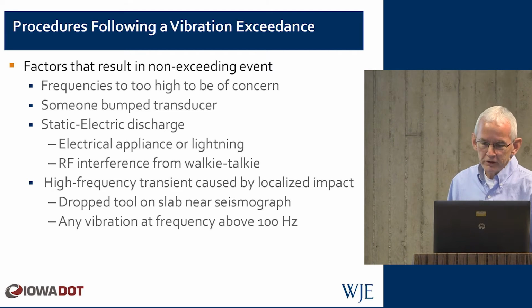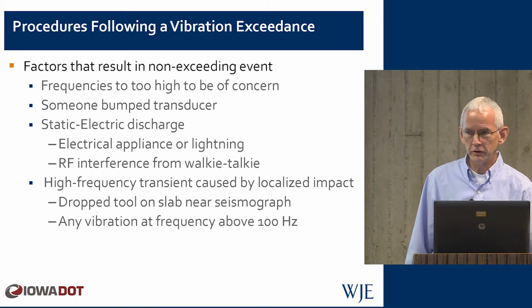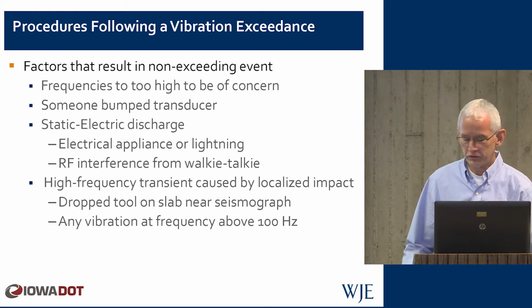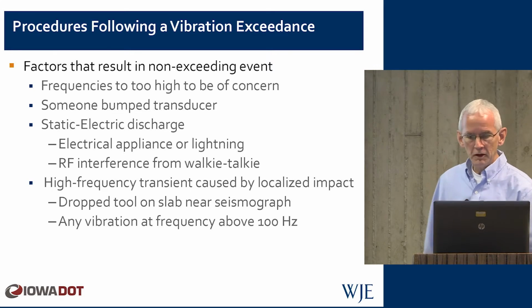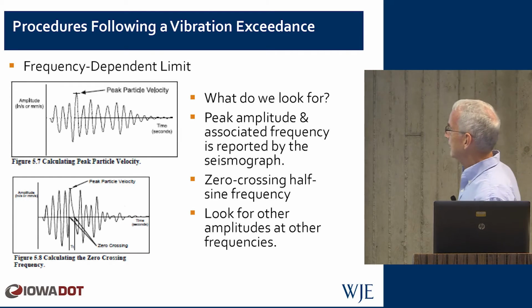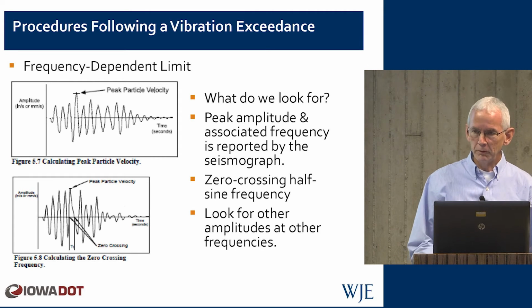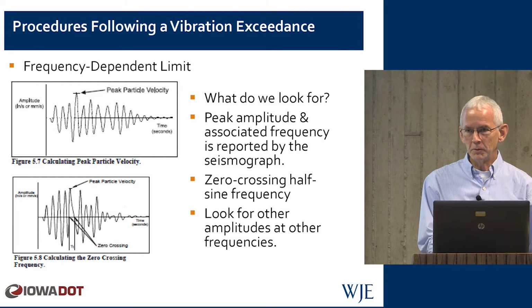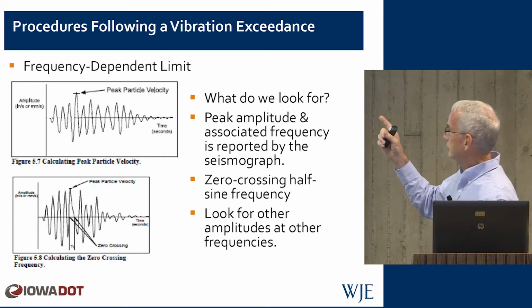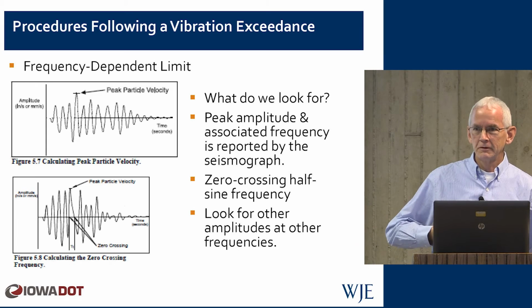Have the high frequency transients caused by a localized impact, and any other frequencies that are greater than 100 hertz generally are not producing enough displacement in the structure to put any strain on the structural elements. So they're not really a matter of concern. They're more likely localized. And then there's a frequency dependent limit that we talk about, that Arnie talked about earlier, where we are concerned about the low frequency vibrations, but as the frequencies go up, we're not quite as concerned about it. This is just showing a little bit about how the seismograph is looking at the data.